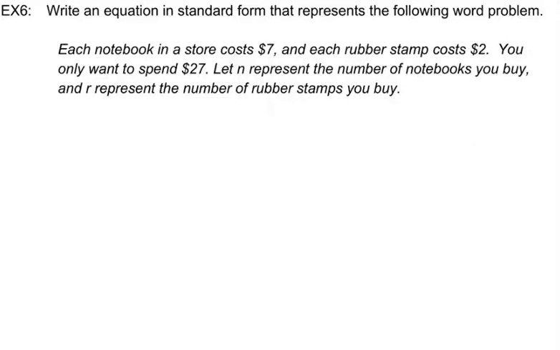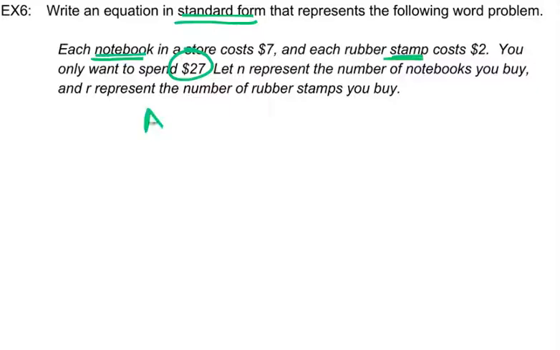We know that we're going to use standard form. But in the case that you wouldn't know what form to use, whenever you see two different items that cost different amounts or have different rates attached to them, you're going to use standard form. So in this case, a notebook costs $7, a stamp costs $2. Two different things costing two different amounts, and then we have a third number. When you have that third number, that's going to be a total. You know you're going to use standard form.